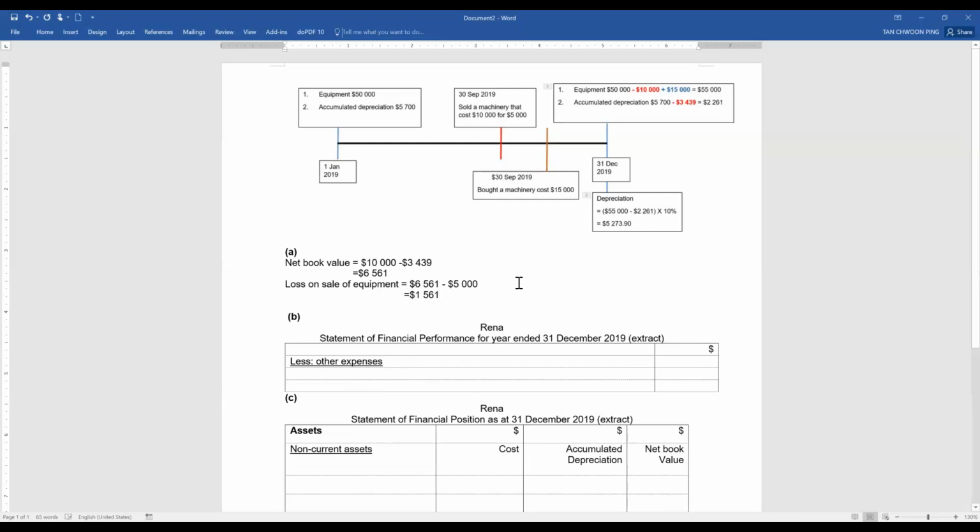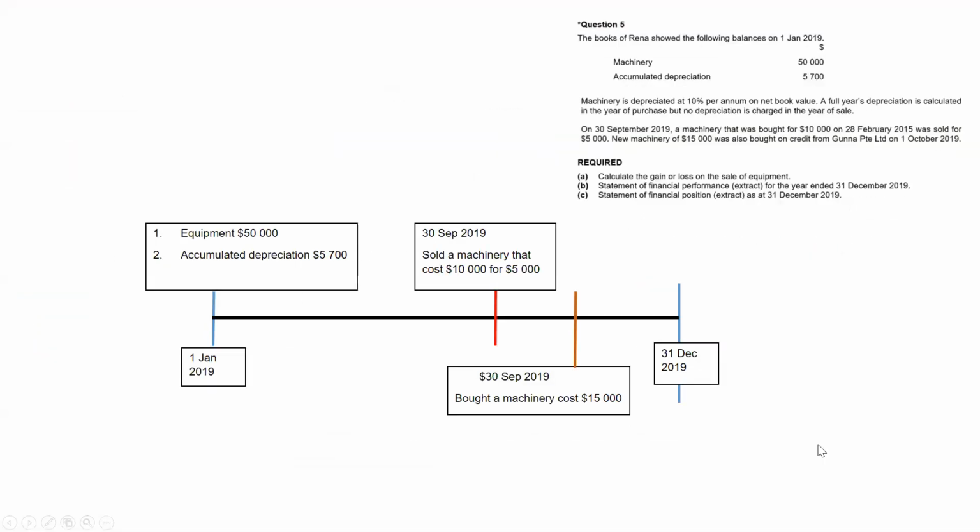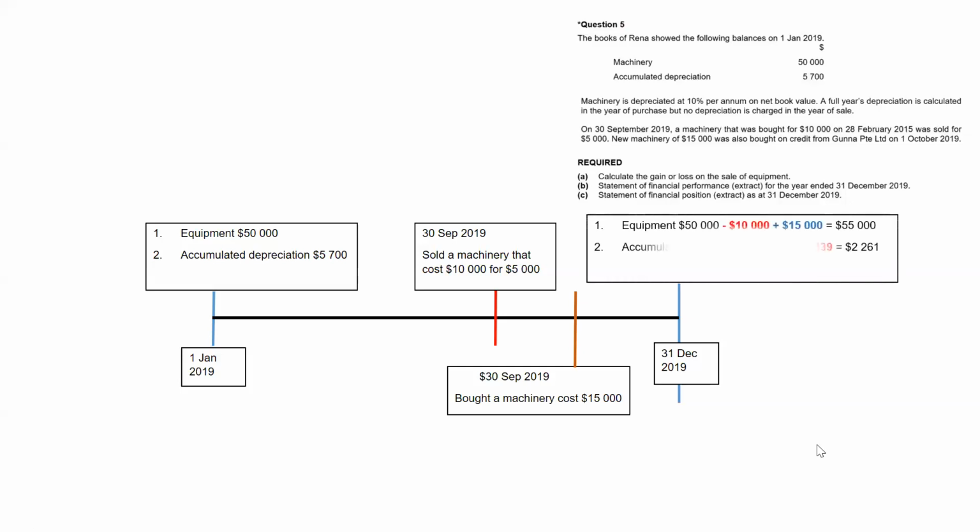So it's actually a very, very long process. Getting the accumulated depreciation is the key to getting the answer for this part A. Okay, once you are done with that, we are going to do a statement of financial performance, which requires us to calculate the depreciation for the year 2019. So how do we calculate the depreciation for 2019? We will have to look at the net book value of my equipment as at 31st December.